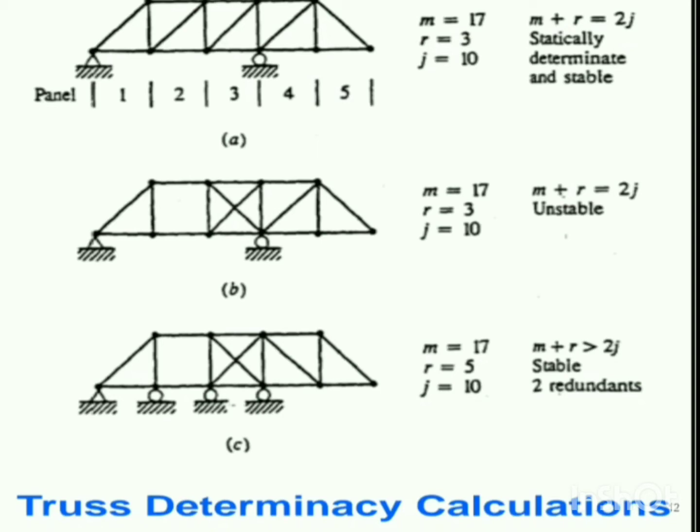So what does this mean? M plus r, so 17 members are there, 5 reactions are there, so 17 plus 5 is 22, which is greater than 2 into j, that is 20. So this type of truss consists of two extra supports, so it is a redundant truss. It consists of extra supports in this case, whereas in the second case it had extra members. Still it is an unstable structure, and it cannot be analyzed by using the three conditions of equilibrium.